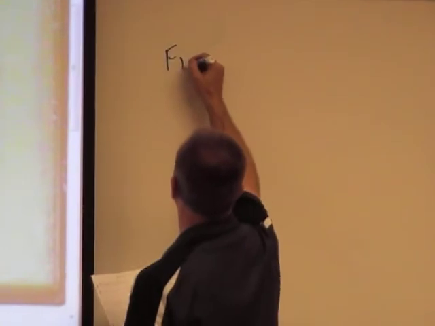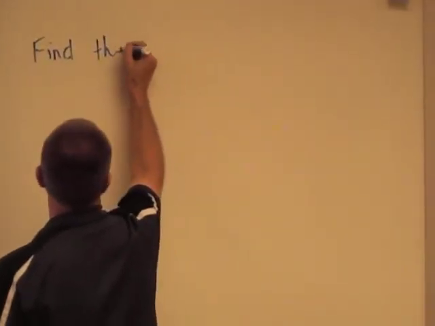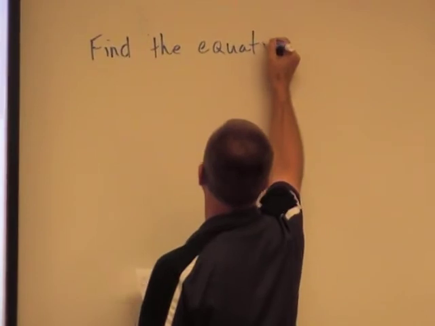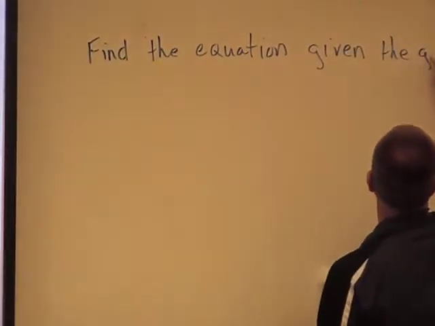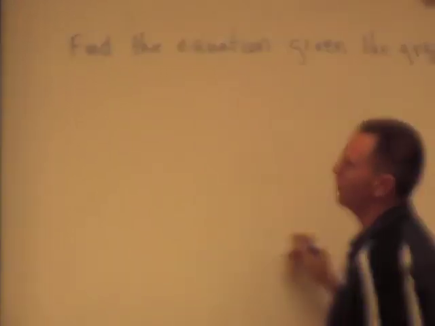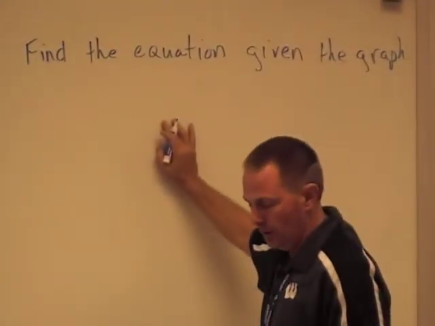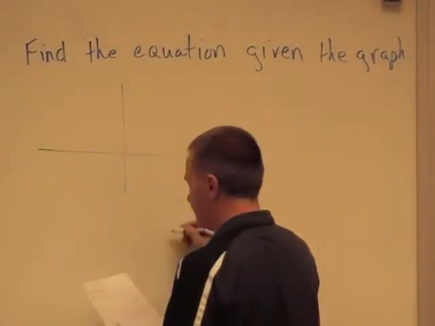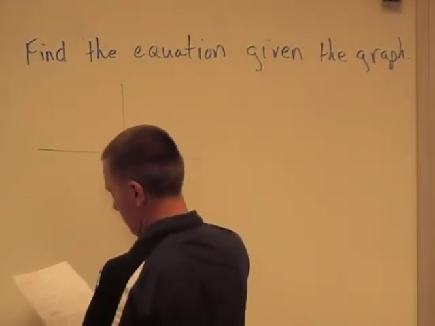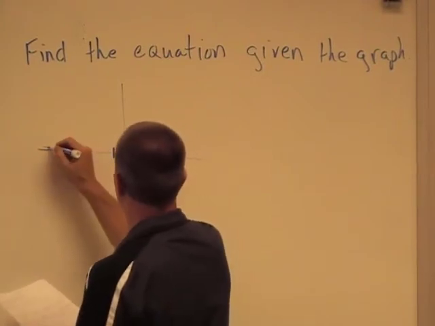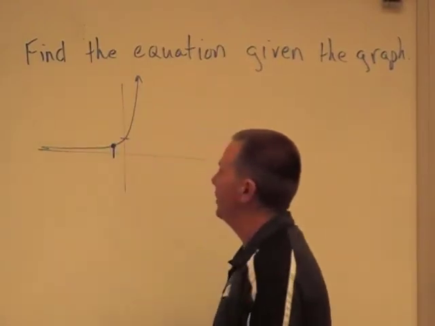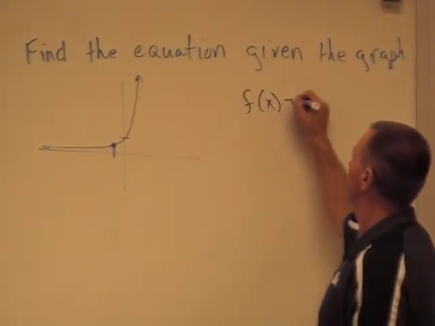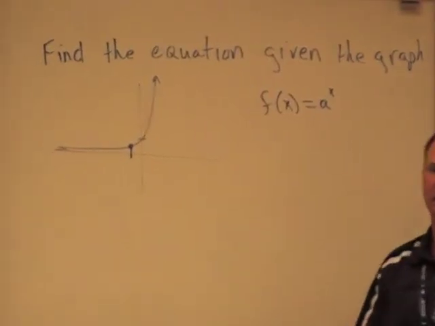Okay, now, let's go backwards. Let's find the equation given the graph. We like to go forwards and backwards in math, so here is a graph, and the graph is like this. I want to know the equation. So f of x equals a to the x. What you have to find is a.